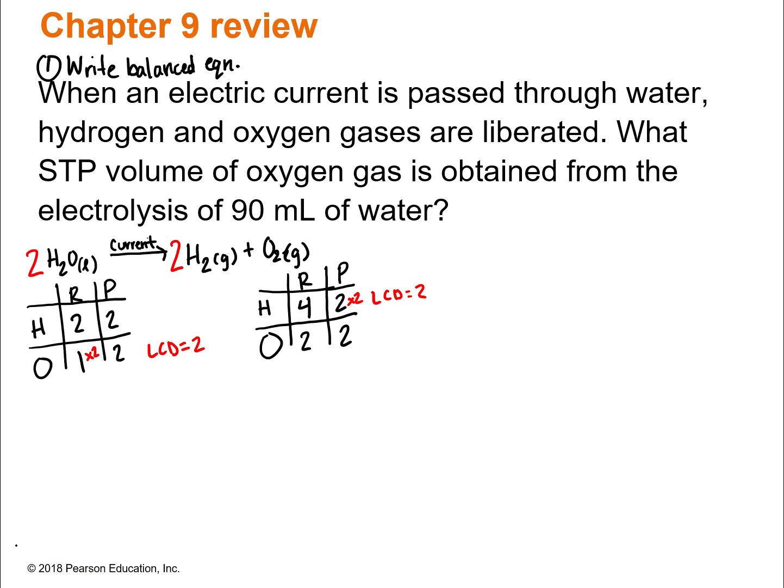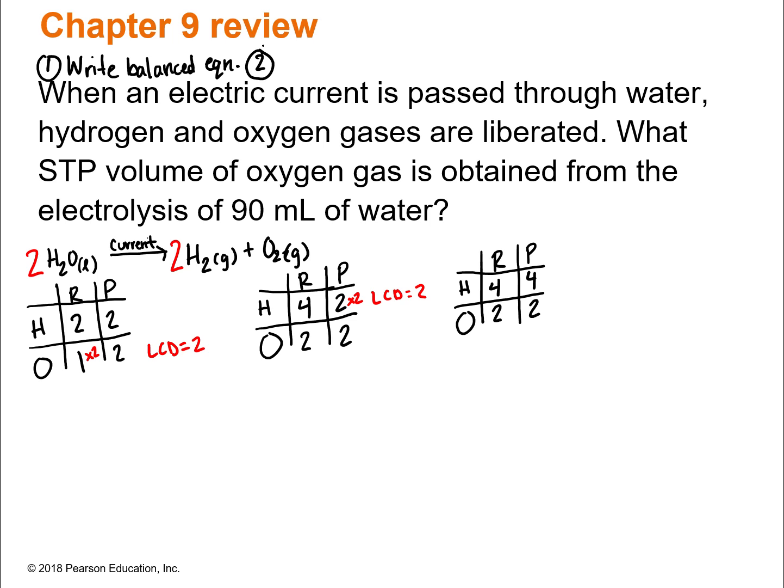We'll do one more table just to do our final check, but this should be balanced at this point. We've got 4 hydrogens and 2 oxygens on the reactant side, 4 and 2 on the product side. So we've got a balanced equation. That's step 1.